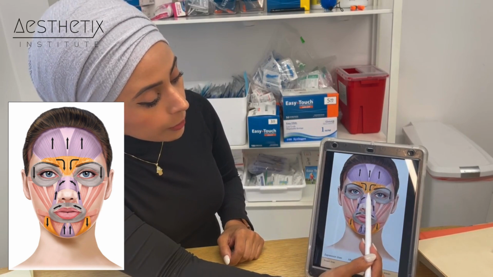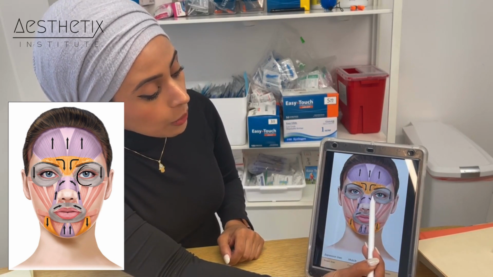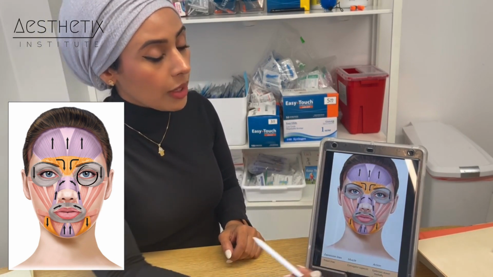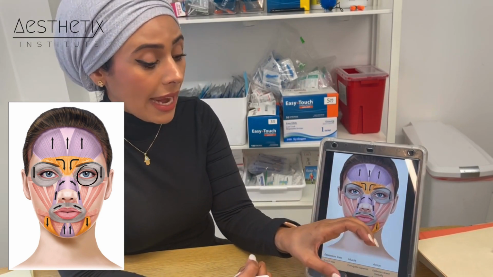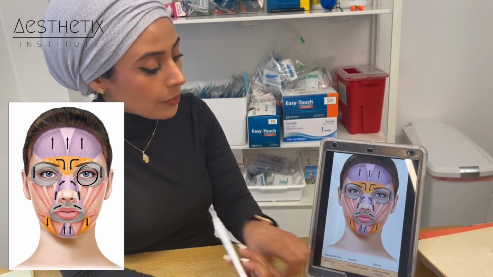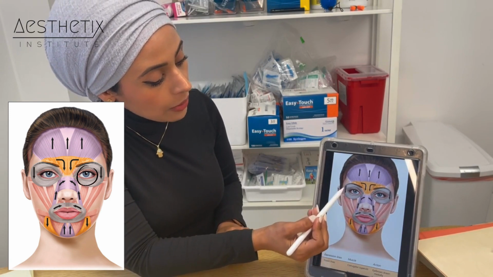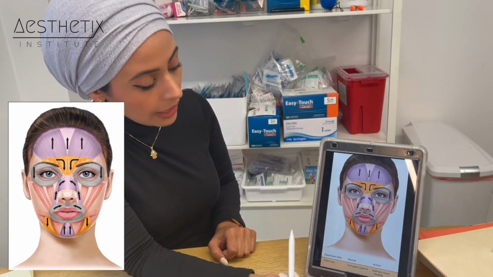Over here, we have our orbicularis oculi muscle. And with the orbicularis oculi muscle, if you can imagine, it functions as a sphincter. When engaged, it goes like this, it closes in. And when it closes in, it pulls down, and you have the crow's feet here on the side.